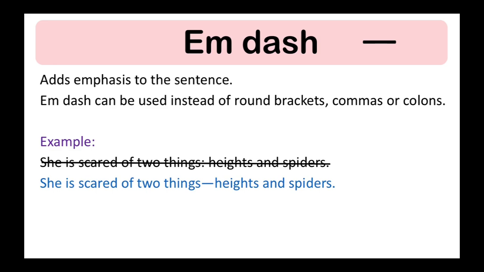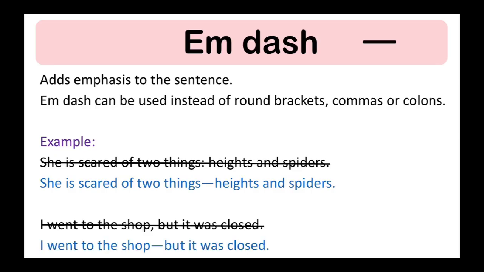Another example is, I went to the shop, but it was closed. In this sentence, we have a comma. Instead, we can write it as, I went to the shop—but it was closed. As you can see, the em dash has replaced the comma in this sentence. The sentences are the same, however, the em dash adds emphasis.